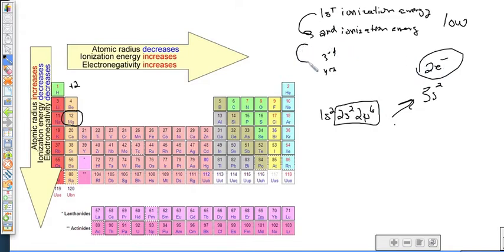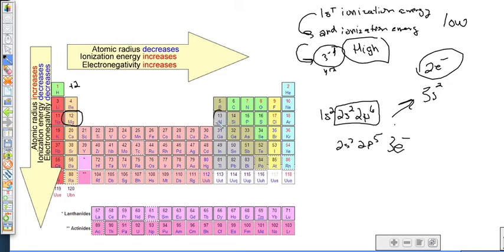So to remove that third electron, which would change this from 2s2 to 2p5, now it's unstable. To get rid of that third electron is going to take an enormous amount of energy. So the jump from the second ionization energy to the third ionization energy is going to be really, really high because it simply doesn't want to lose a third one. It wants to lose two.